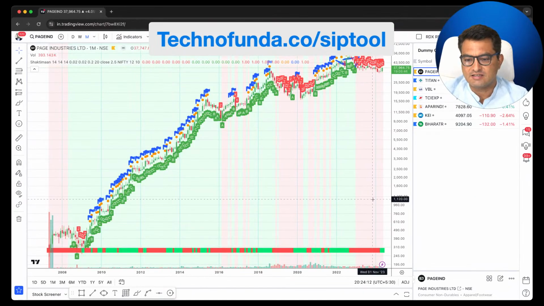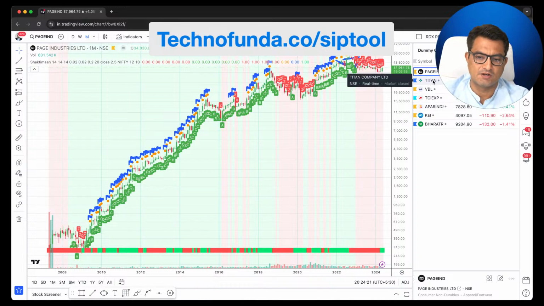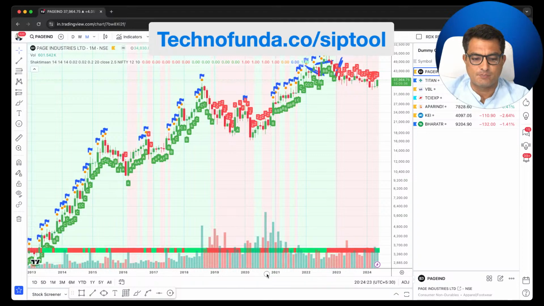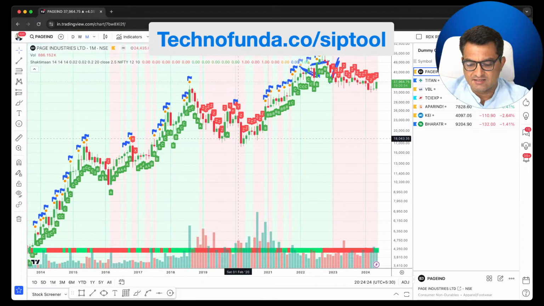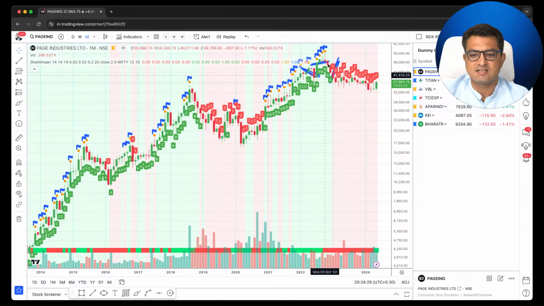Inside our community, we use this tool called Shaktiman for all the core portfolio companies, and I've just taken hypothetical illustrations over here. I'll just hide this tool thing so that all of you can see this clearly. Say for example, this Page Industry, it started going down.